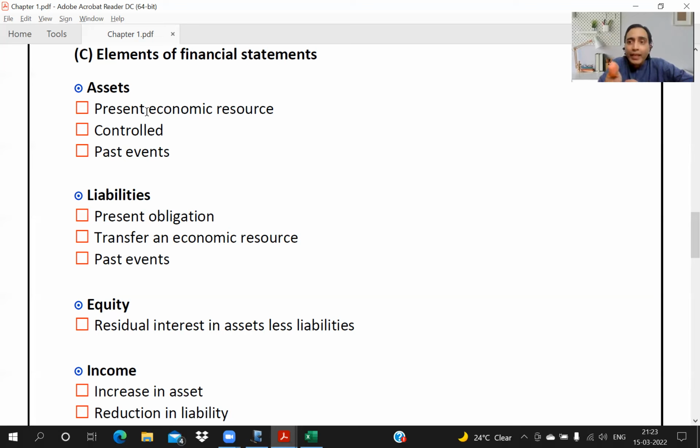The moment you pay to acquire goodwill, such goodwill meets the definition of assets. Now it is a controlled goodwill. Guys, I hope you're understanding this.